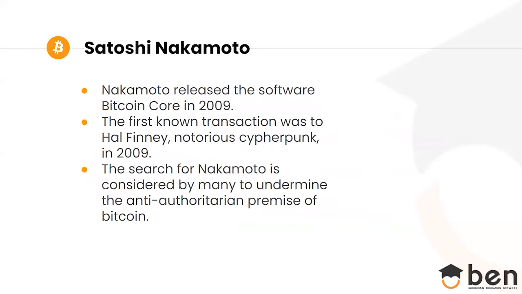Let's talk a little bit more about Nakamoto and the beginnings of Bitcoin. Nakamoto released his software Bitcoin Core in 2009. The first known transaction was to Hal Finney, notorious cyberpunk, in 2009. The search for Nakamoto is considered by many to undermine the anti-authoritarian premise of Bitcoin.